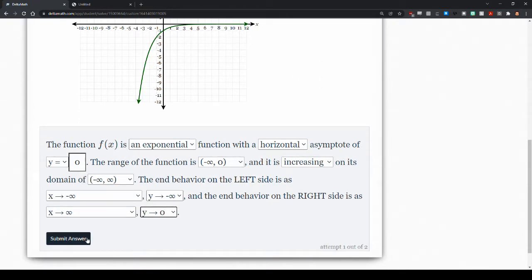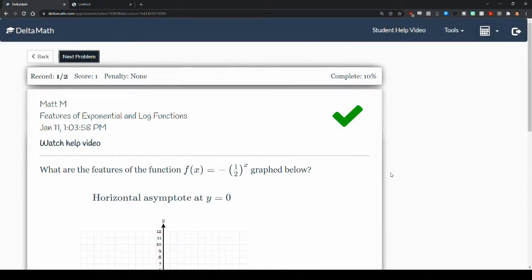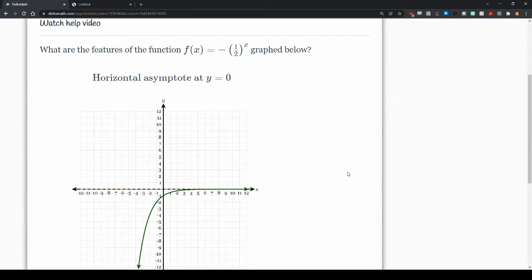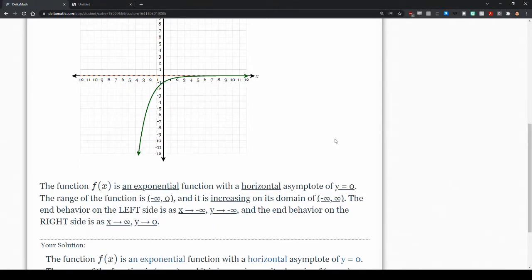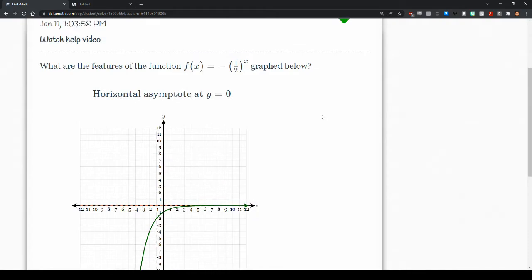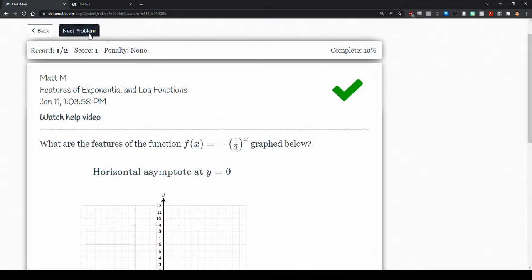Okay, let's make sure I clicked everything correctly. Let's see. There we go. Good stuff. See how it highlights the asymptote for us. Cool. Let's do one more.